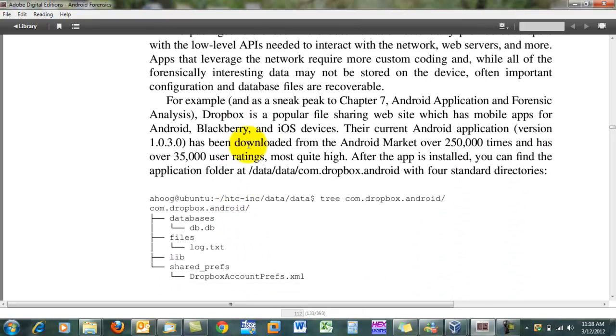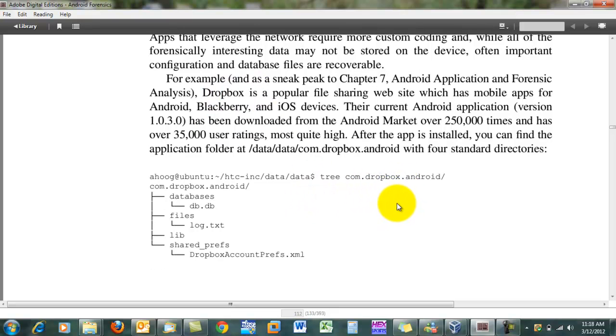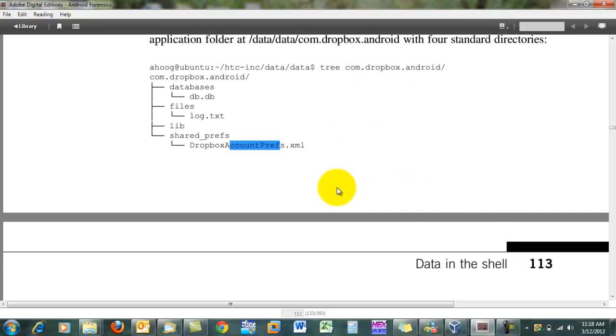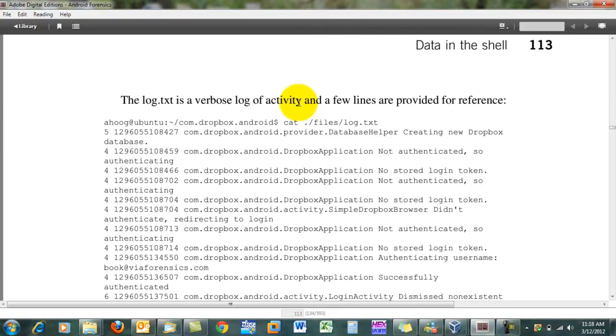Just to give you an example, Dropbox. So inside this Dropbox itself, you can see that there's a database, there's a log file, and there's some shared preference. So this is some of the things that we talk about there. Inside the log file, there's a lot of information. What is forensically interesting inside this log file is that all the log data are timestamped. That means you can check the time that the information or the function was accessed or used.